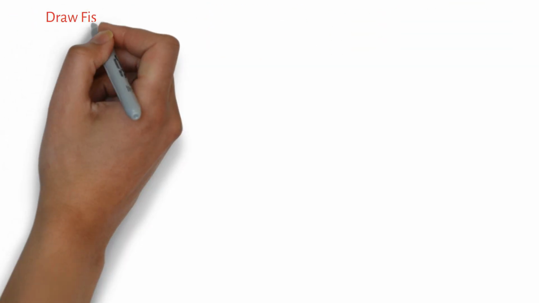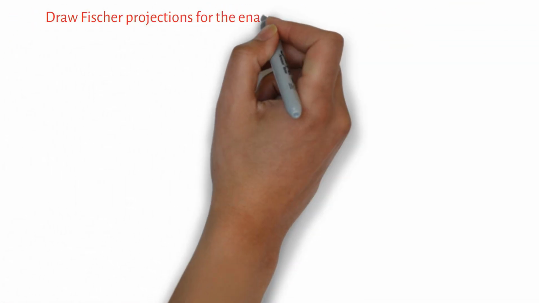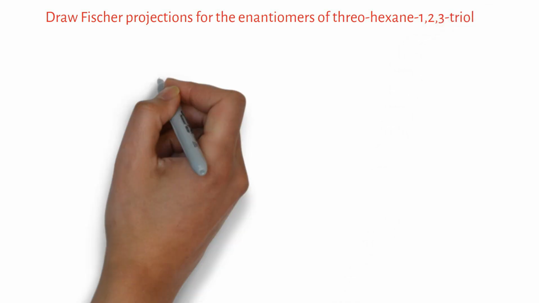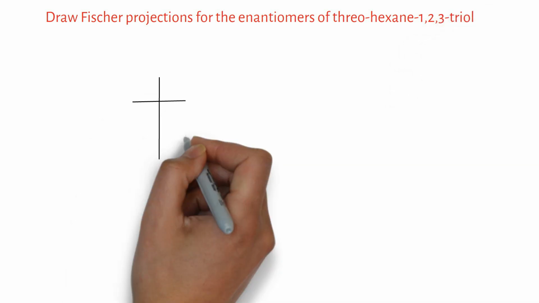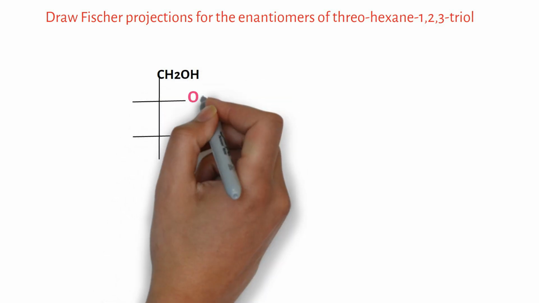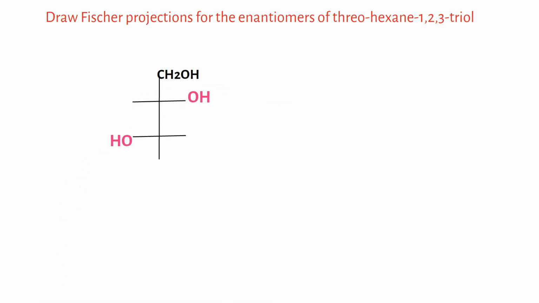If you are asked to draw the Fischer projections for the enantiomers of threo-hexane-1,2,3-triol, we can draw it like this. OH is on the first carbon. The OH on the second and third carbon are on opposite sides. Then 3 more carbons. The other enantiomer will be the mirror image of this.